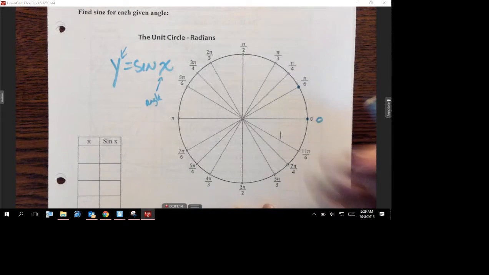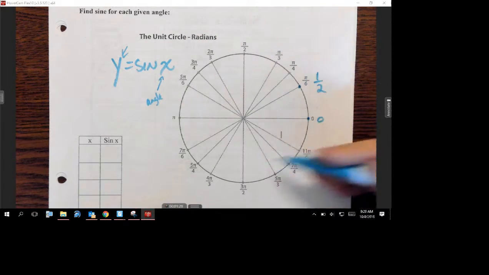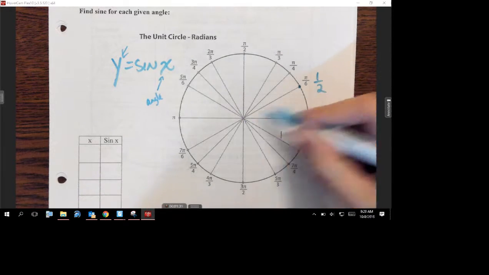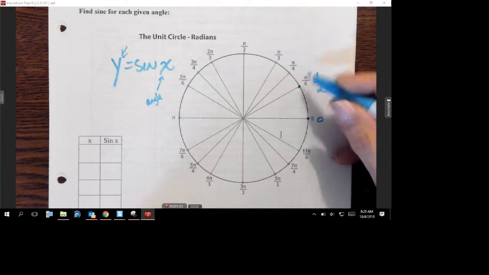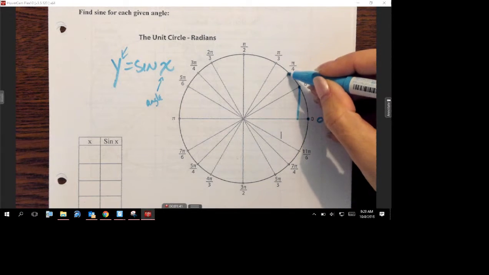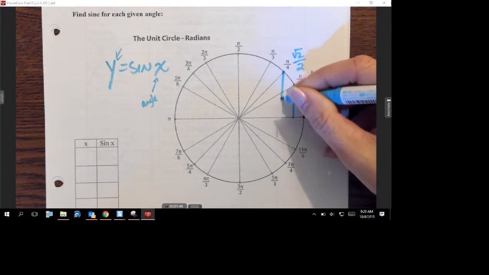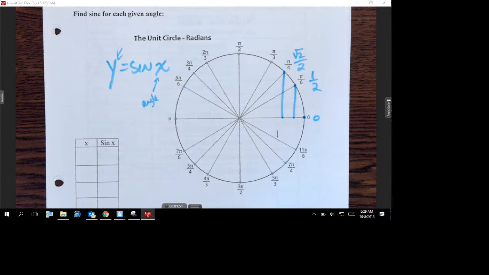And then at pi over 6, what's the sine of pi over 6? What is pi over 6? 30 degrees. What's sine 30 degrees? Now, on this unit circle, to get to pi over 6, we go over x and then we go up a half. So the y value is the blue line that I just drew. And then at pi over 4, what's the sine? It's radical 2 over 2. So the blue line that I'm drawing is the length of the y value at that ordered pair.